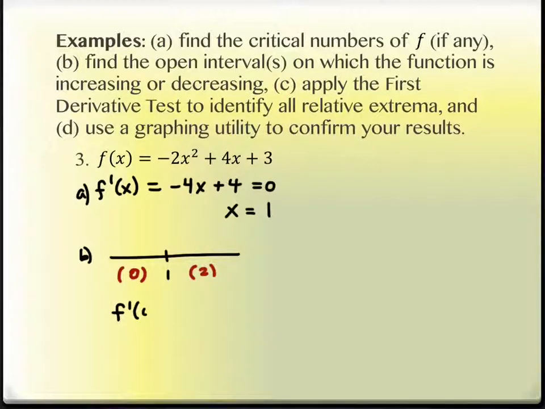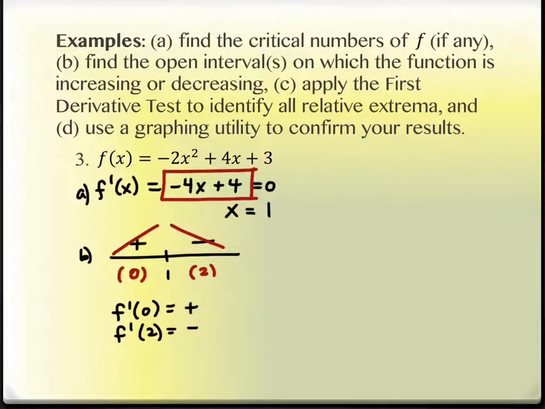So we would take f prime of 0 and f prime of 2. I wouldn't even bother to put this in a calculator because the function's derivative is a very straightforward one, right? It's negative 4x plus 4. So if I plug in 0, do I get a positive or negative? Positive. And if I plug in 2, do I get a positive or negative? Negative. So this is positive, this is negative. Positive means up, negative means down. All right, so there's all the rest of the information I need right there on that little picture.